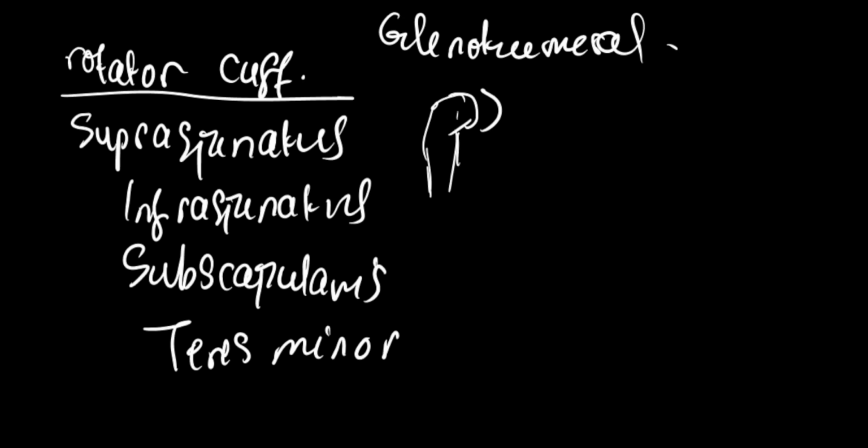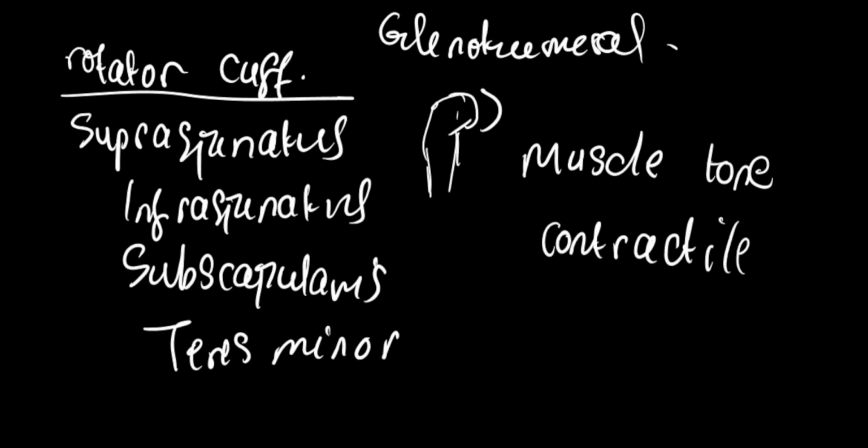Now, how exactly does muscle tone play a role in joint stability? It's good for us to understand what muscle tone is. Generally, when we talk about muscles, we have certain terms associated with them like hypertrophy and atrophy. We also have terms like contractile or contraction, relaxation, excitability, and so on.